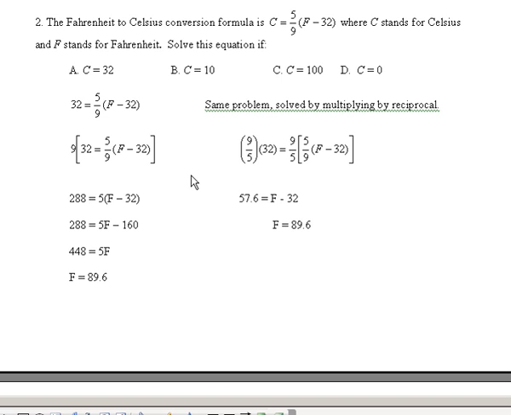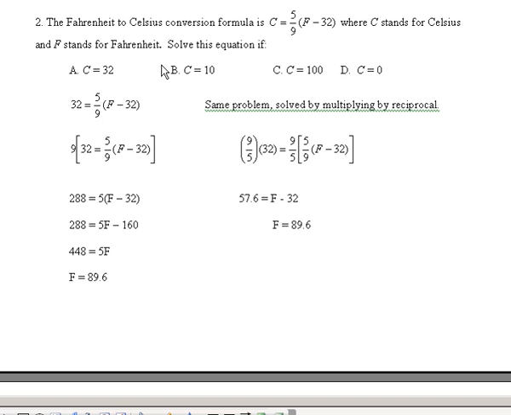Let's solve a couple more linear equations. This problem says the Fahrenheit to Celsius conversion formula is C equals 5/9 times the quantity F minus 32, where C stands for Celsius and F stands for Fahrenheit. Solve this equation if, and problem A here says, C equals 32.